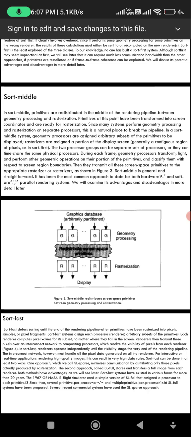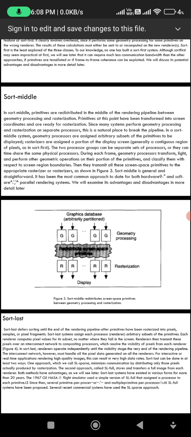During each frame, geometry processors transform, light, and perform the geometric operations on their portion of the primitives and classify them with respect to screen region boundaries. Then they transmit all the screen space primitives to the appropriate rasterizer or rasterizers, as shown in figure 3. Sort middle is general and straightforward.